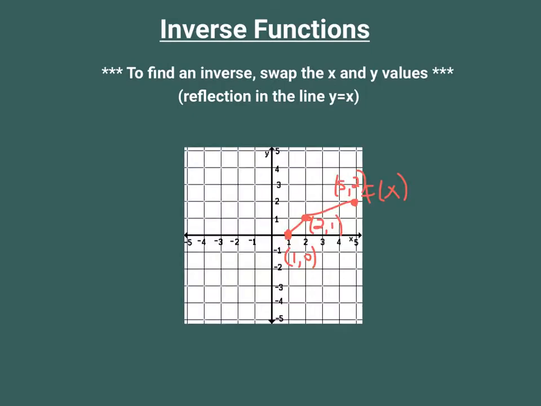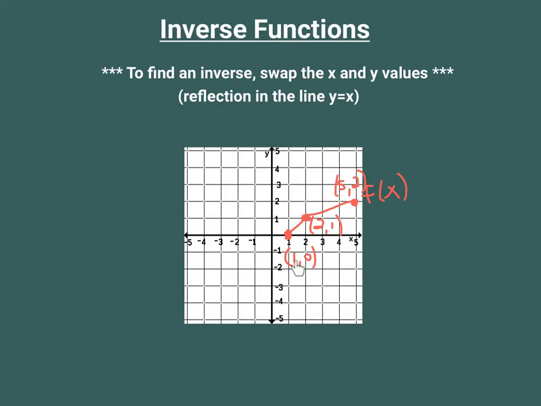Okay, so let's say we have this function here. I'm calling it f of x. And let's say it goes through the points (1, 0), (2, 1), and then (5, 2). Sorry, this is a little sloppy. It's kind of hard to do it with the stylus here. If we wanted to find the inverse of f of x, what we would do is we would just switch these x and y values.